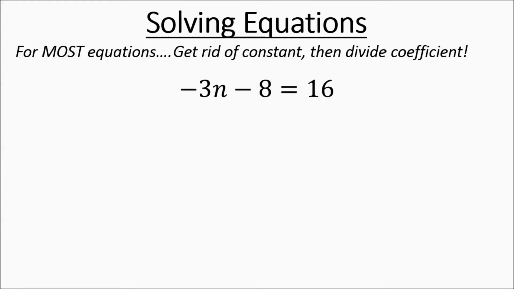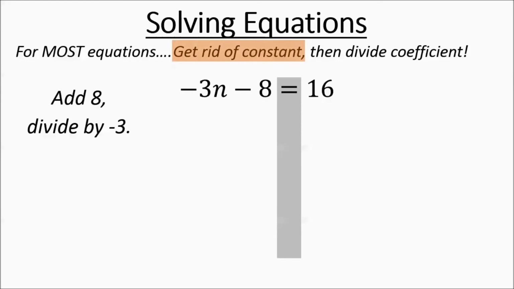So this one, we have negative 3n minus 8 equaling 16. We're going to tune into the left side of the equation. We're going to get rid of that negative 8 by adding 8, and then we're going to divide out the negative 3. So our plan of attack is add 8, divide by negative 3. Getting rid of the constant, which is the negative 8.